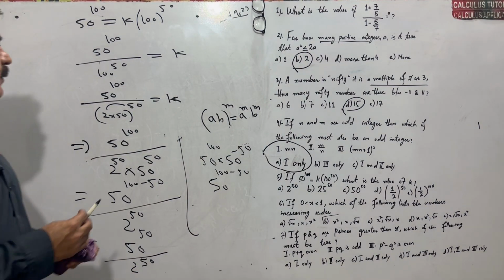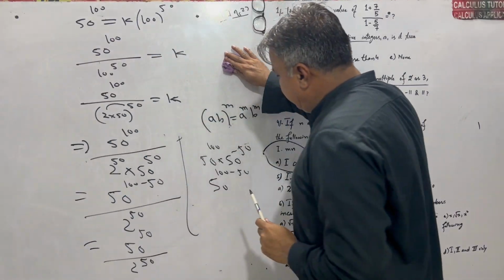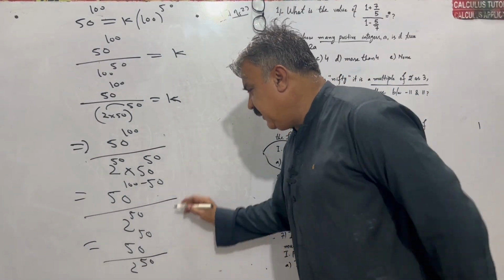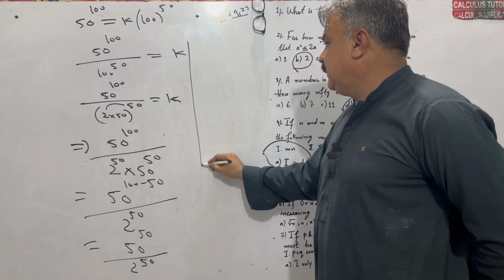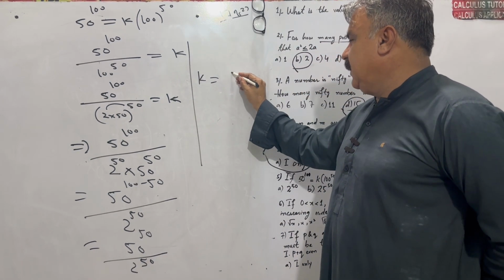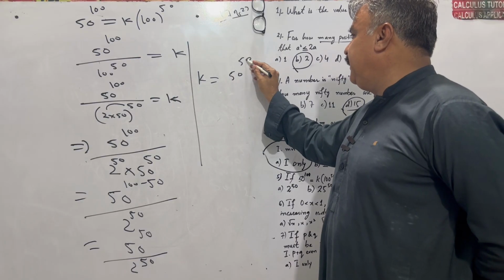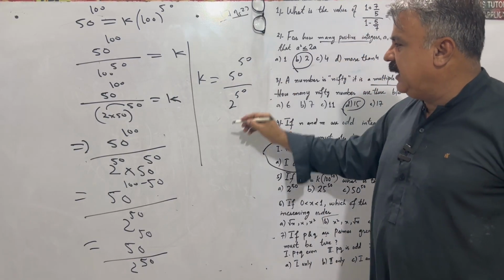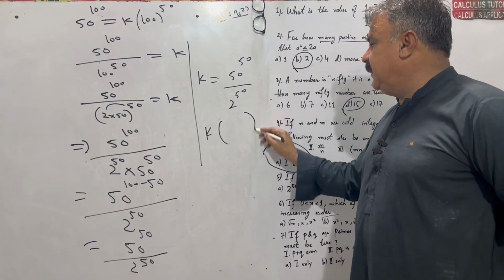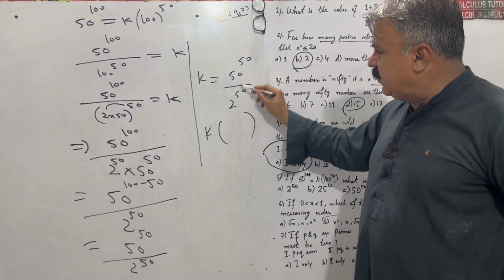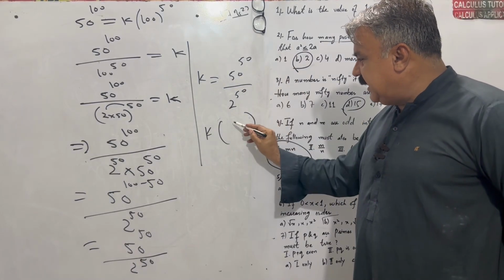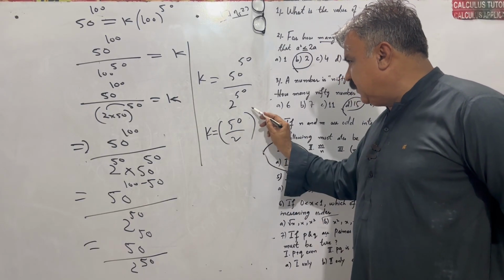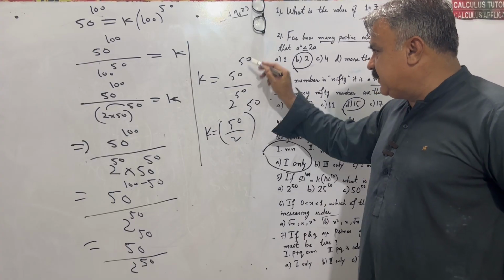Let me check whether I am in frame or not. Let me erase this. Okay. Finally, we have k is equal to 50 raised 50 over 2 raised 50. Look here: 50 power 50, 2 power 50. Both have the same powers. I can write k is equal to 50 over 2 raised 50, because both have the same powers.